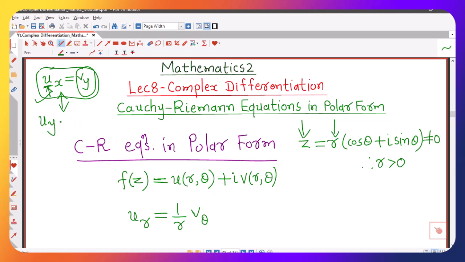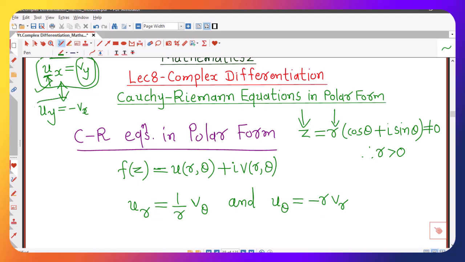Then the second Cauchy Riemann equation in Cartesian coordinates was del u by del y equal to minus del v by del x. So you can imagine here also, now here I am writing partial with respect to theta, so here I will write partial with respect to r. But here we have to multiply with r. Here we are multiplying with 1 by r, and here we are multiplying with r. Otherwise they are analogous to these CR equations in Cartesian form.